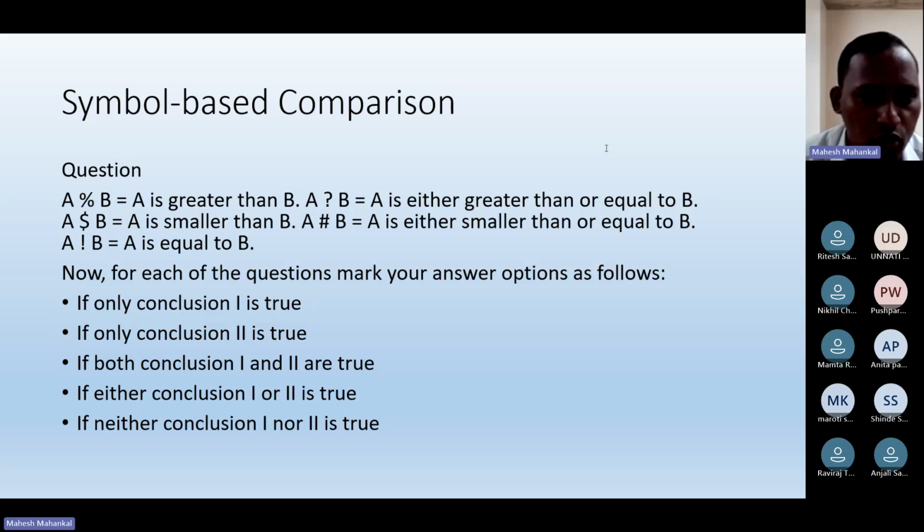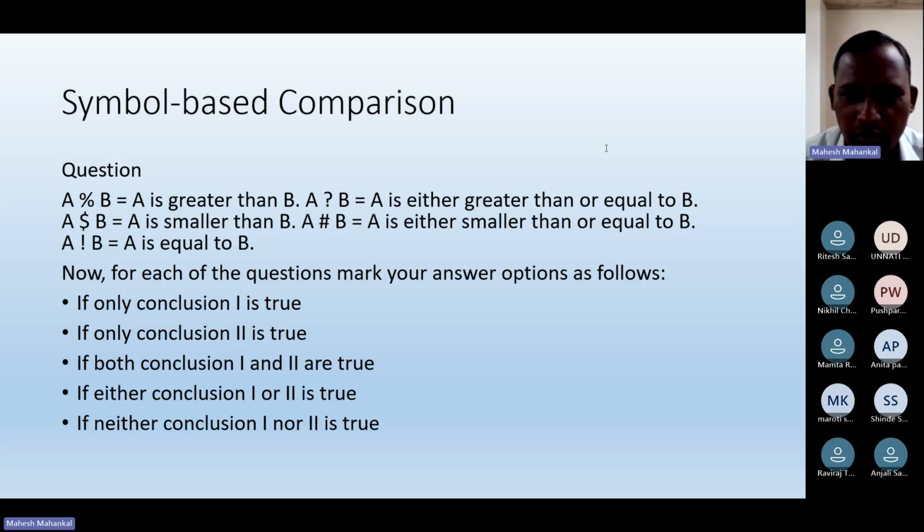Only conclusion 1 is true, if only conclusion 2 is true, if both conclusions 1 and 2 are true, if either conclusion 1 or 2 is true, or if neither conclusion 1 nor 2 is true. Okay, these types of options they're going to give you, 5 options. You have to select that.